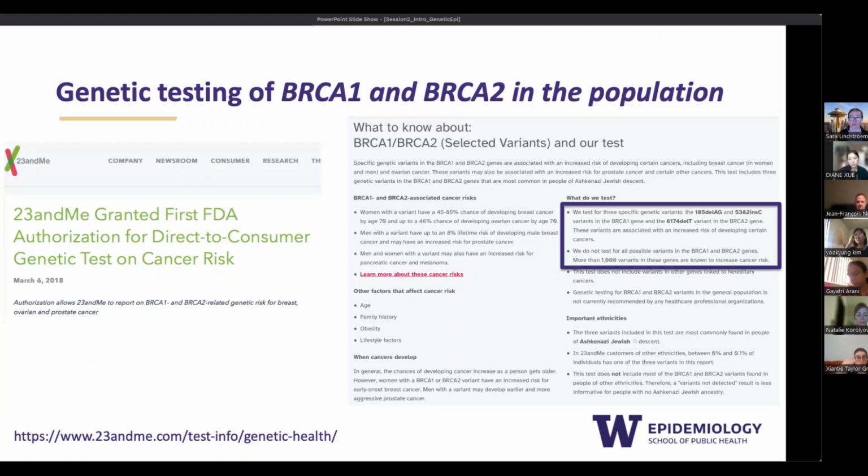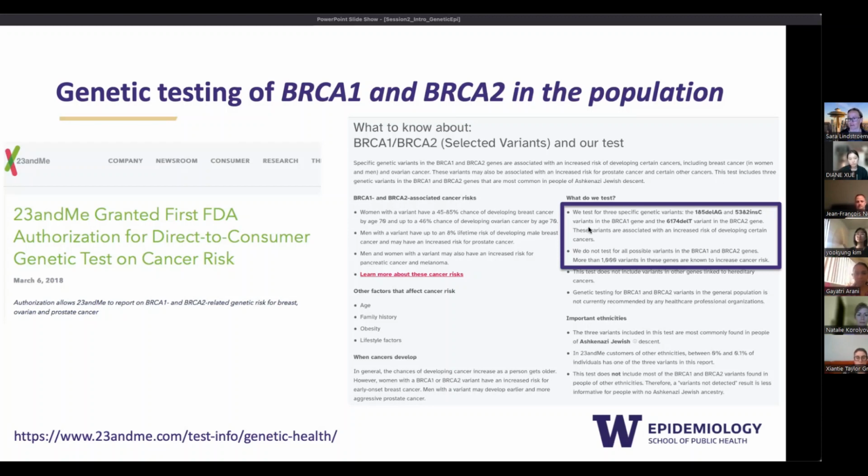So by no means does getting a negative BRCA1, BRCA2 result from 23andMe necessarily mean that you don't have a high-risk mutation. And I think that has been one of the dangers with this type of DTC testing. There was actually a study that came out showing that there were a lot of false negatives in these populations. And this is what you can find now on 23andMe's website.